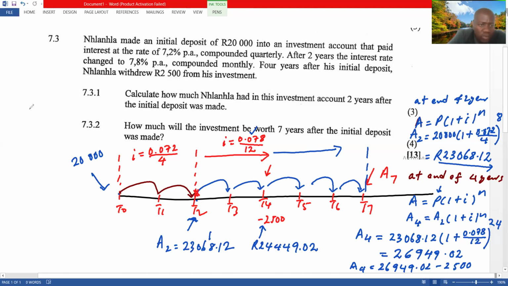So we'll say, okay, fine. A equals P into 1 plus I to the N. So the A will be the amount at the end of 7 years, which will use the amount at the end of 4 years into 1 plus I to the power of N. I strongly believe you're following. Why? Because the amount at the end of 4 years is the one we know Nhlanhla will be having, so we have to make an increment of that. From 4 to 7, it's just 3 years. So what will be his present value?